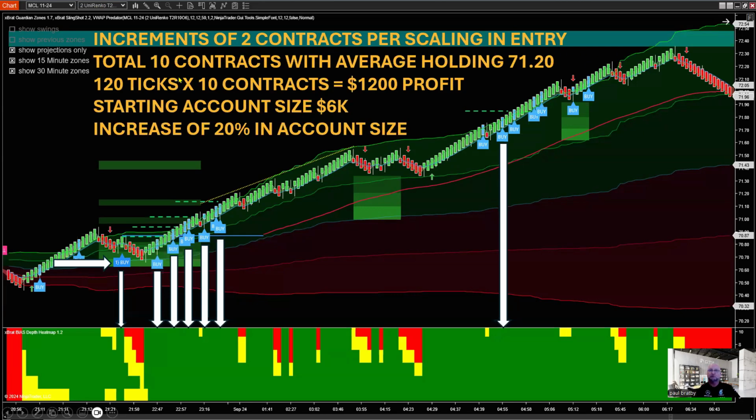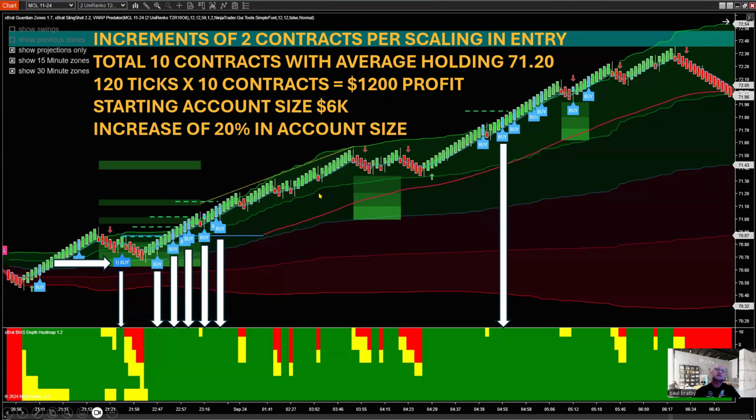So increments of 2 contracts per scaling in the entry. So it's a total of 10 contracts with an average holding of 71.20. Okay, 120 ticks, times 10 contracts is $1,200 profit. So an account size of $6,000 can take that increase of 20% on the account size. And that's how powerful scaling is with futures contracts.